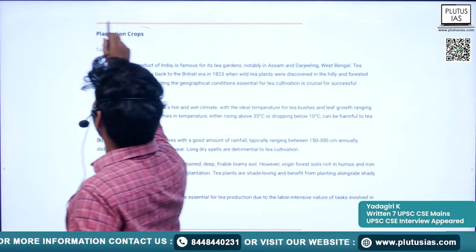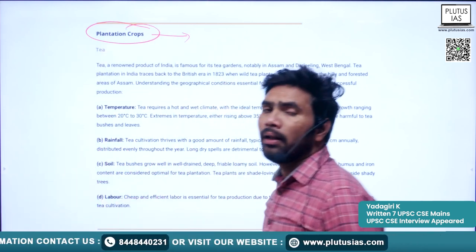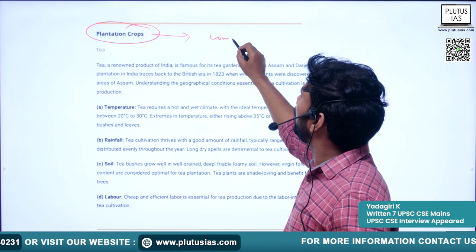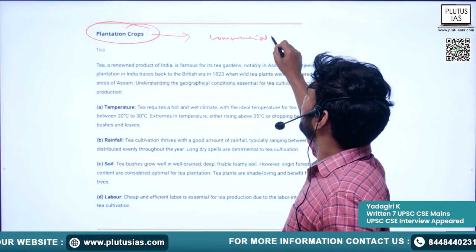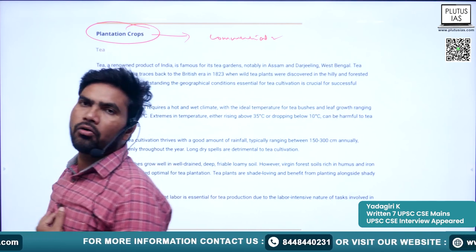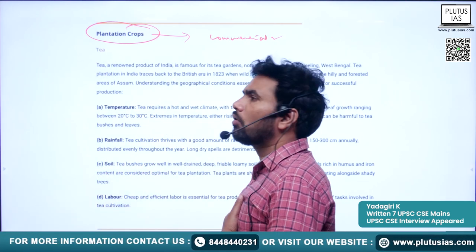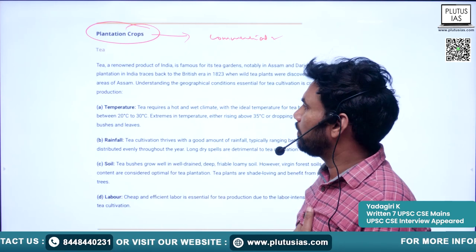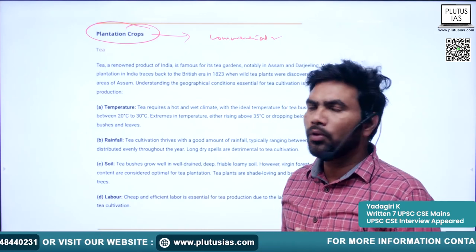Next, another important category of crops is plantation crops. These also come under the commercial crops. Among them, two or three important crops are there, like tea, coffee and rubber. However, we will first understand about tea.